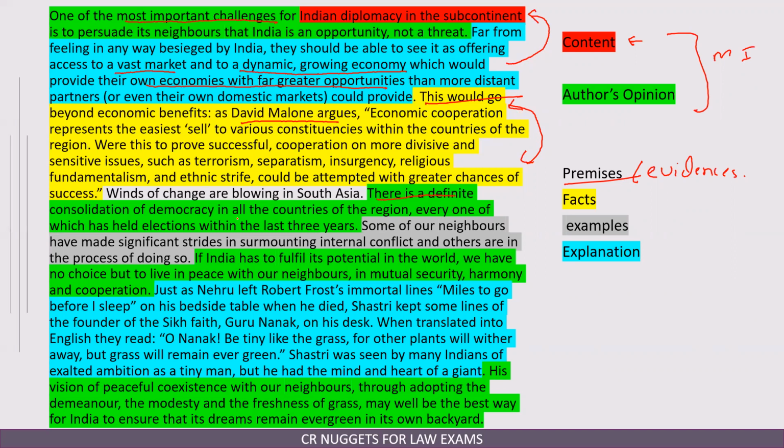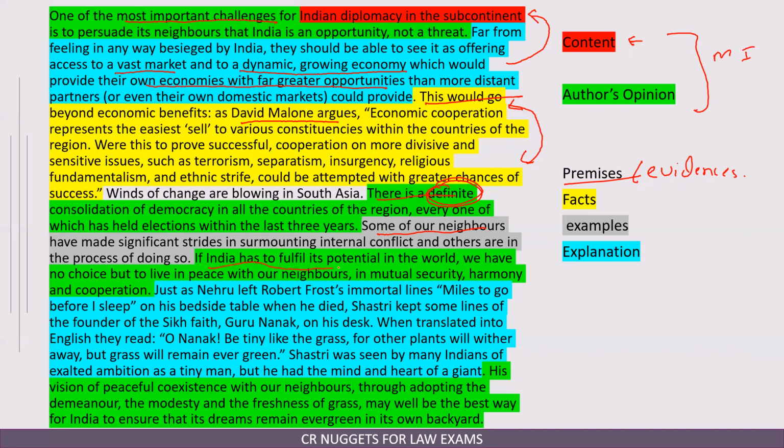There is a definite consolidation of democracy in all the countries of the region, every one of which has held elections within the last three years. So he is saying that there is a definite consolidation. Now this word, definite, again read this: the author is saying that there is a definite consolidation, and here is an example of how the consolidation is taking place. Some of our neighbors have made significant strides in surmounting internal conflict, and others are in the process of doing so.